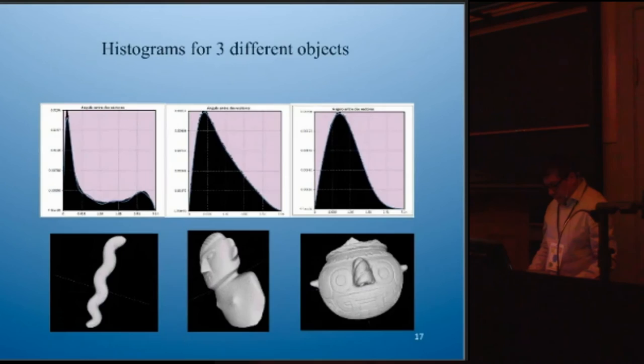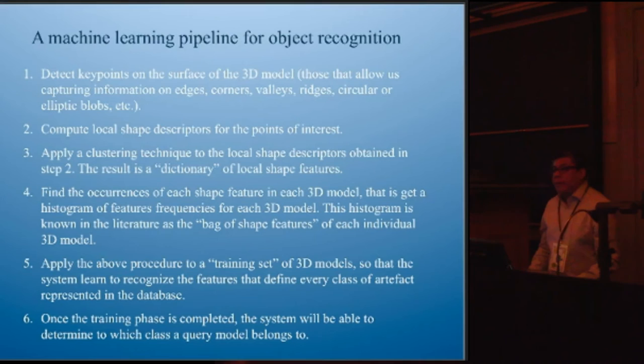And then we compare the shape descriptors, and we apply a clustering technique. Let's say we have 10,000 descriptors in one model, and we have 300 models; we are going to have a massive amount of data. So what we do is try to identify clusters of similar features that are going to be the most meaningful to recognize a certain class of artifacts. That's the idea of the clustering technique. And once we find this clustering, we define it as our dictionary of shapes or features. And on that, we extract the histograms to compare different models.